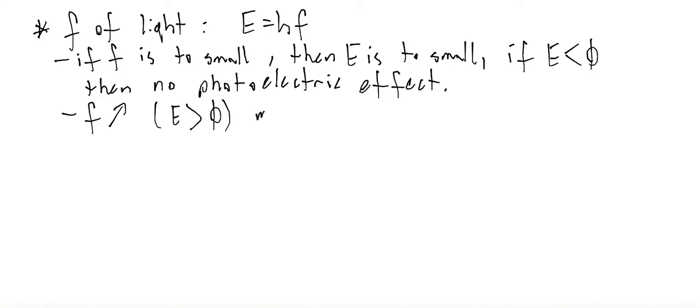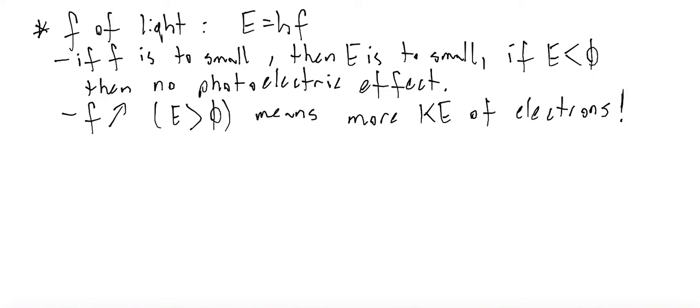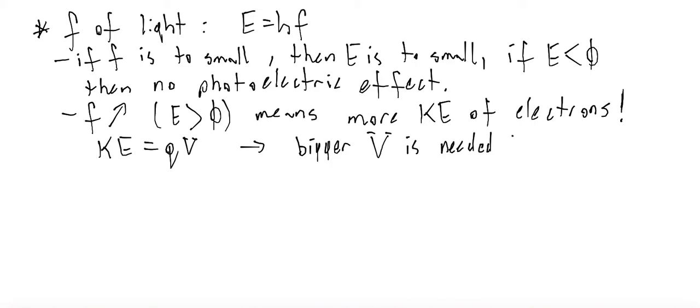Then bigger frequency means more kinetic energy of removed electrons. What does it mean? Bigger kinetic energy means bigger voltage is needed to stop current in the circuit. This voltage needed to stop current in the circuit is known as a stopping voltage. Bigger voltage is needed to stop current, so bigger stopping voltage.